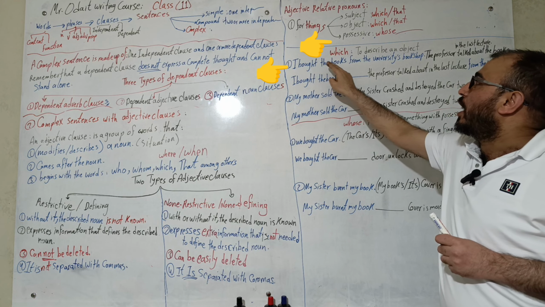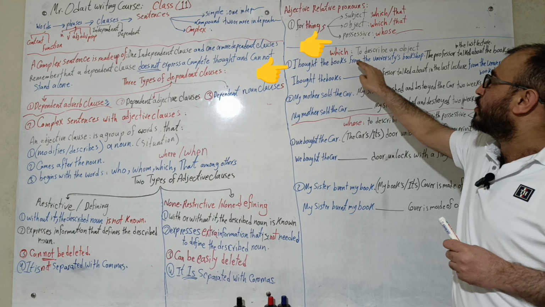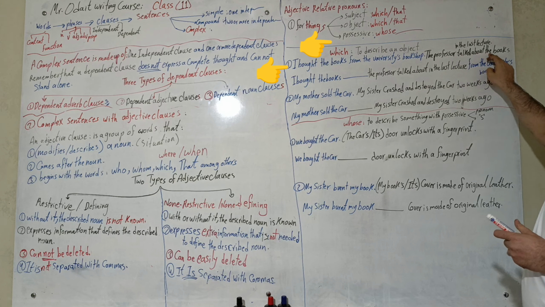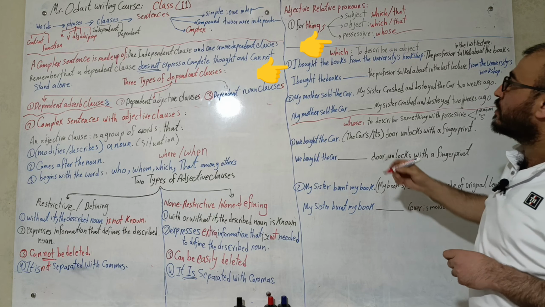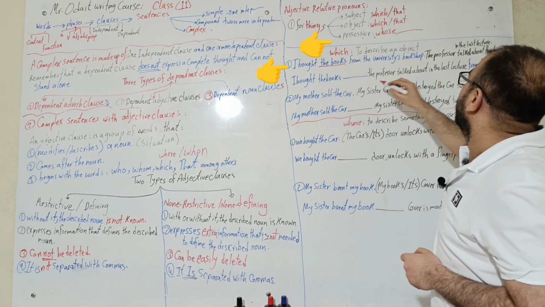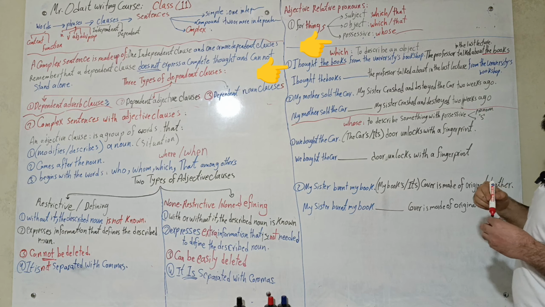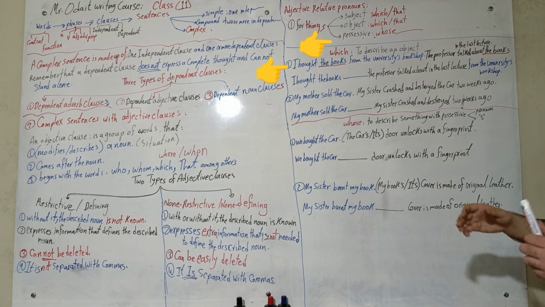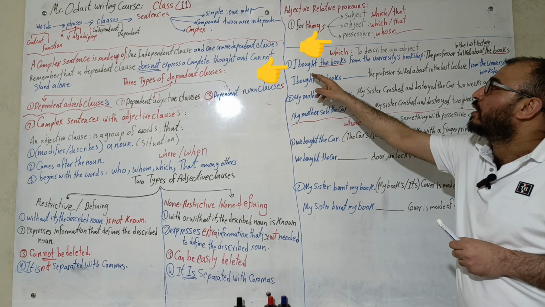The first one: I bought the books from the university's bookshop. And here: the professor talked about the books. In here, my friends, we have the same object repeated in the first and the second independent clause or simple sentence. Again, my friends, I take one of them.